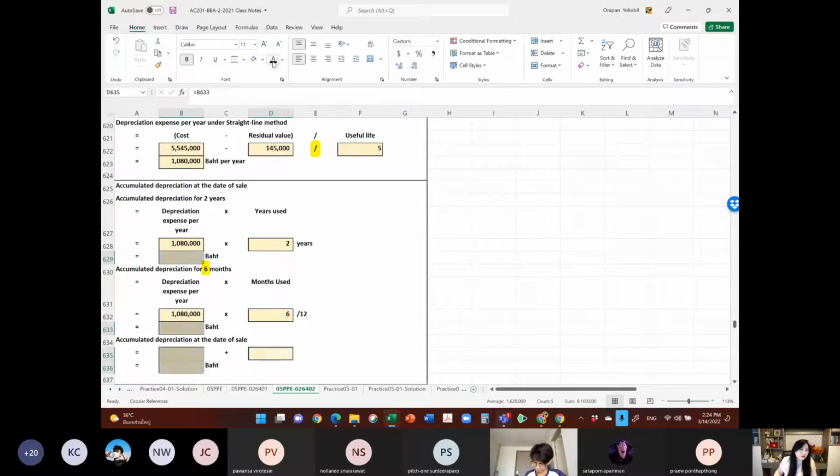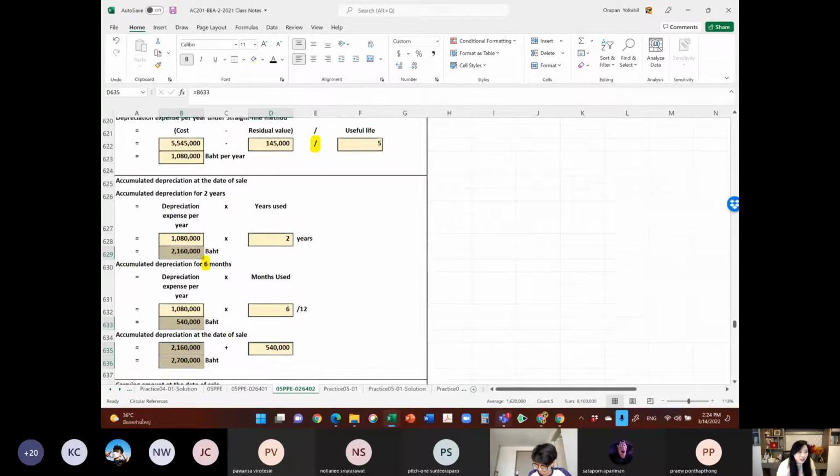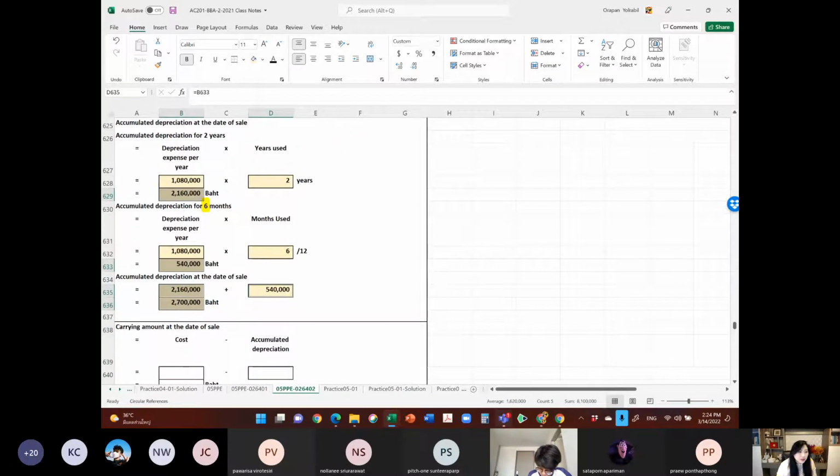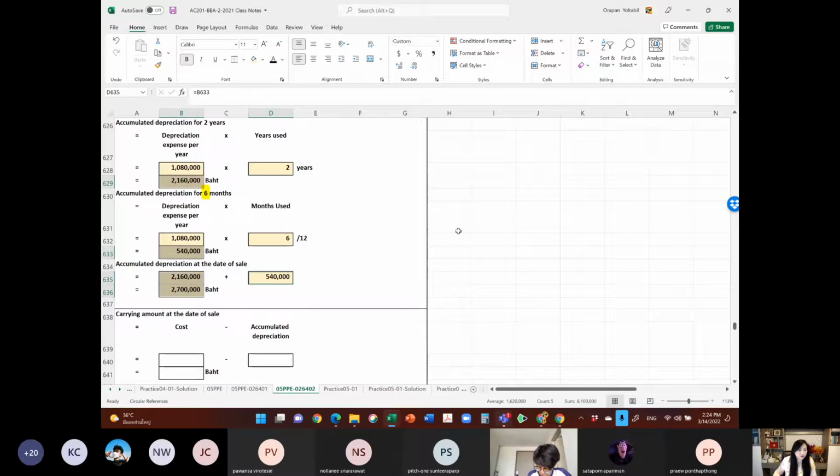So all in all, if you do the calculation, the accumulated depreciation is 2,700,000. Okay. So if the accumulated depreciation is 2.7 million, how much is the carrying amount at the date of the sale? How much is it?